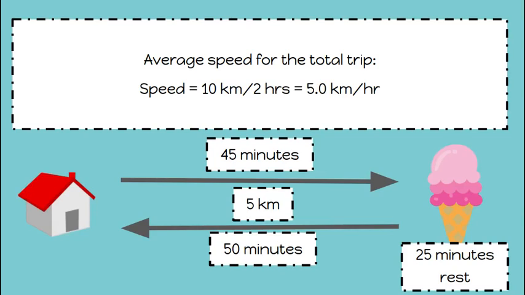If we're looking for our whole round trip and we're looking for the average speed of the walking and the eating and the coming back, then it is going to be 10 kilometers because 5 in each direction divided by the 2 hours, that 120 minutes we calculated earlier. And the 10 divided by 2 is going to be 5 kilometers per hour we were walking on average.